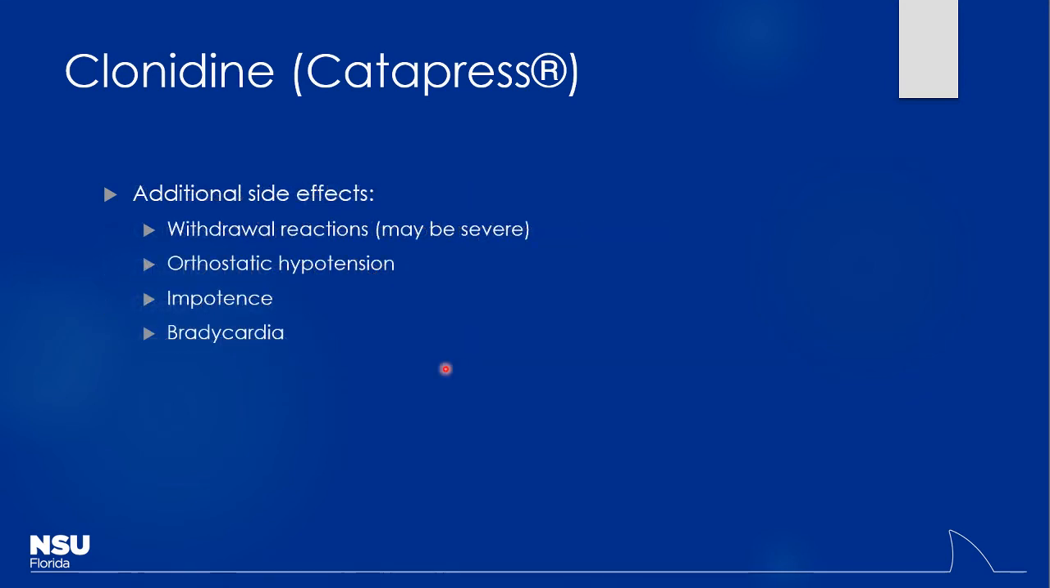So, as I mentioned, the withdrawal effects are really big things to note here. You want to make sure you titrate slowly off of them if they're on it chronically. And again, you can see impotence, orthostatic hypotension, or bradycardia based off the mechanism. That makes pretty good sense.